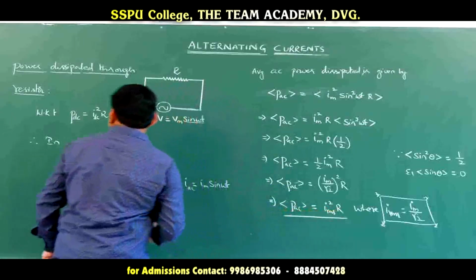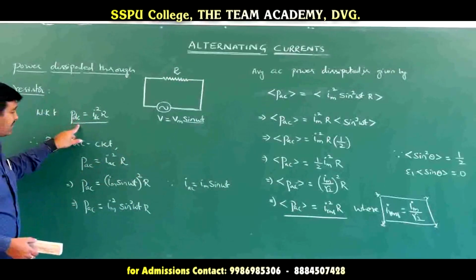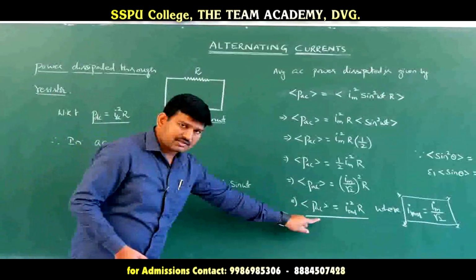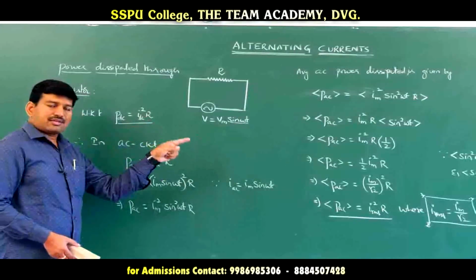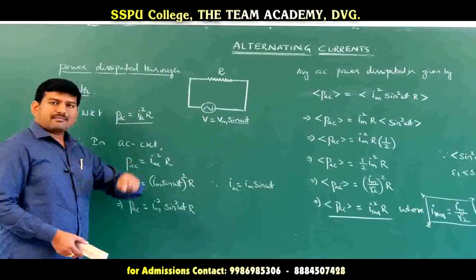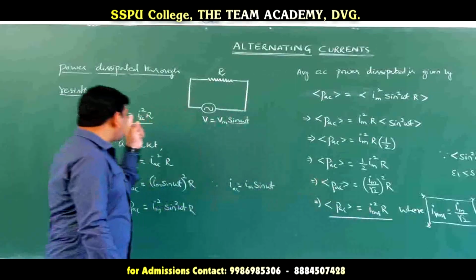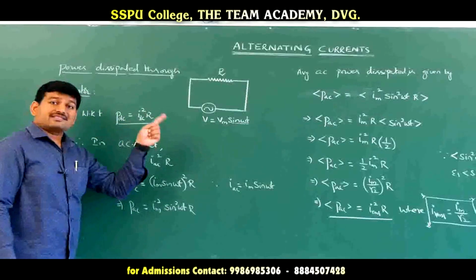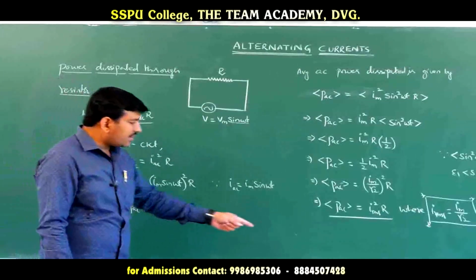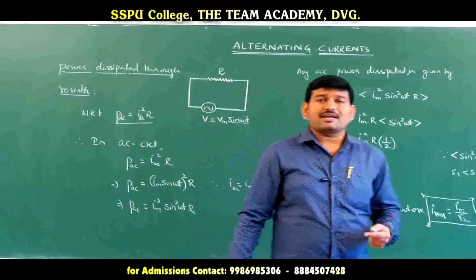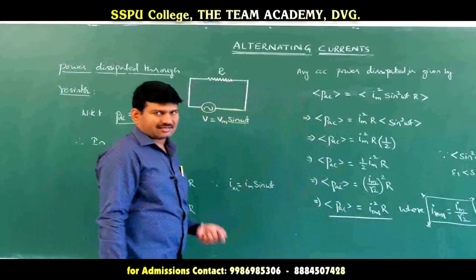This term and this term, just compare. They look the same. Here this is the DC power average value and this is the AC power average value. On the right hand side, R is the same in both cases, and IDC square and IRMS square are there. So what is this RMS current? RMS current is that DC current which will produce the same heat that is produced by the alternating current while passing through the same resistor. Is it clear?